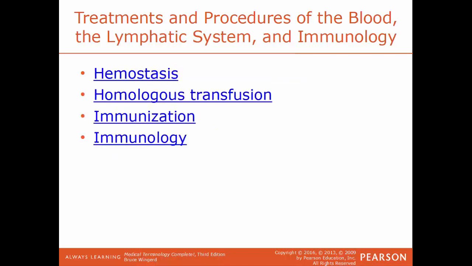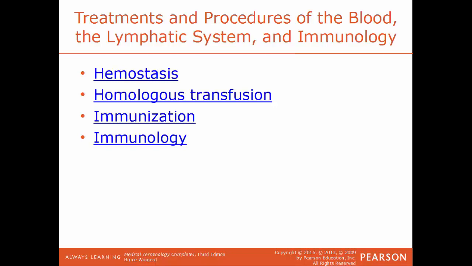Our next term, hemostasis, is the process of stopping bleeding. Hemo refers to blood. Stasis means stopping. So it's the overall process of your body reacting to an injury and stopping the bleeding naturally through a blood clot. Homologous transfusion is someone receiving blood from someone else. So it's the same species. This is still another person, but it's a different individual. So that's why it's homologous.